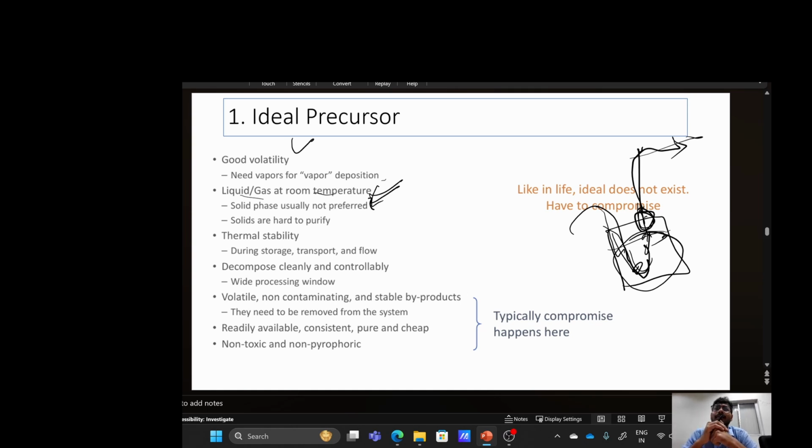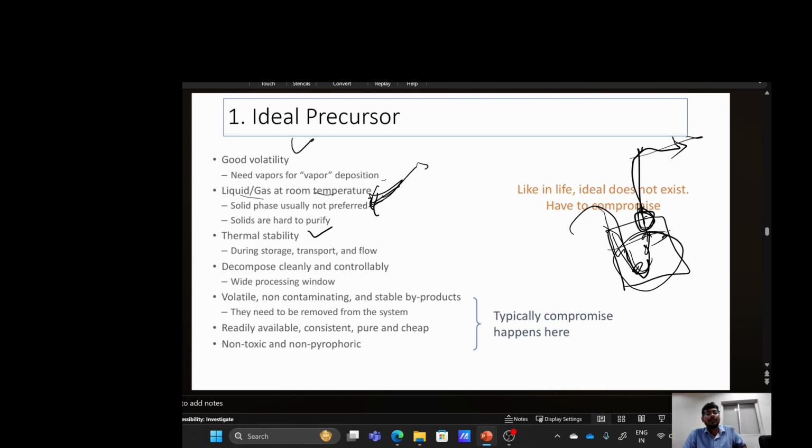Some copper precursors are available in the market in solid form, but they sublime at some temperature. We can heat it up, and a desired partial pressure can be created inside the chamber, which will give us the deposition of the material over that substrate.